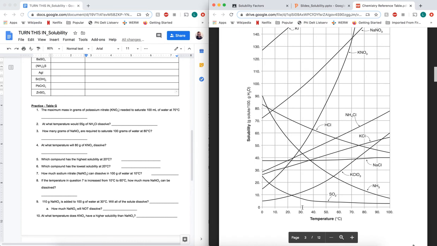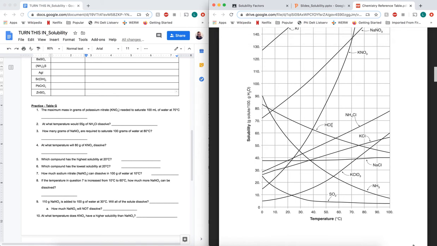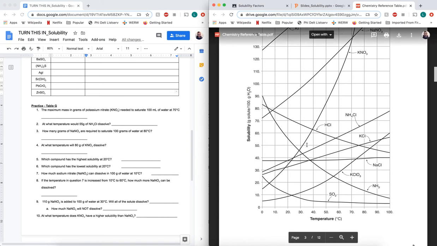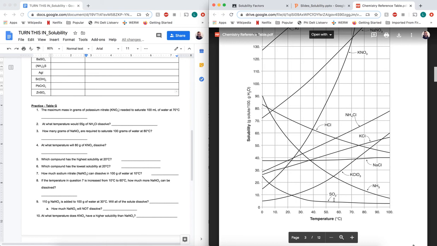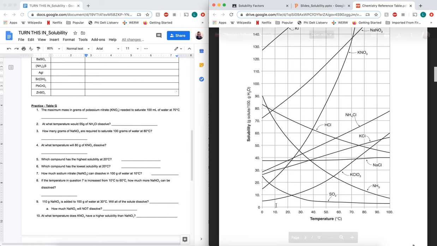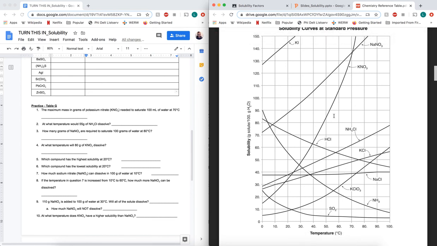So generally speaking, as the temperature increases, most of these curves are going up. Most of these curves trend upward. Some of these curves do not, like hydrogen chloride, hydrochloric acid, like ammonia. These guys actually, as you get colder, they dissolve less and less gas, SO2, but for the most part, as the temperature goes up, we dissolve more and more of a substance. So how do we read this bad boy?